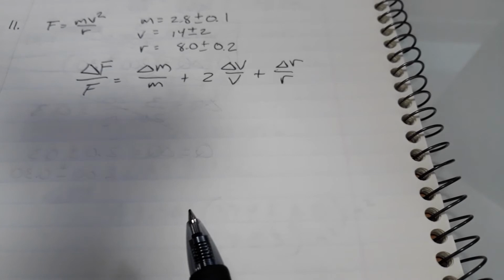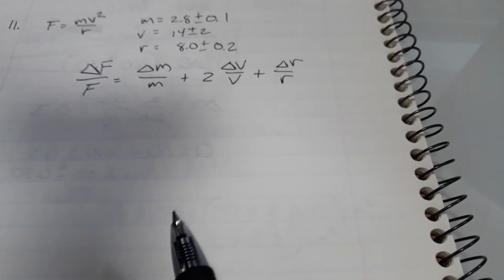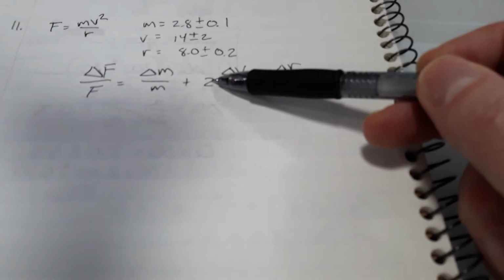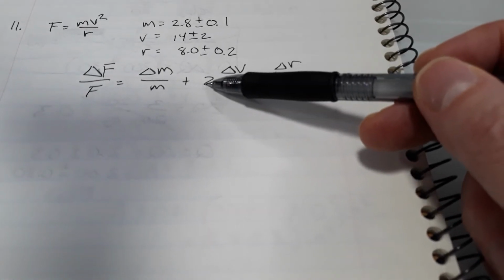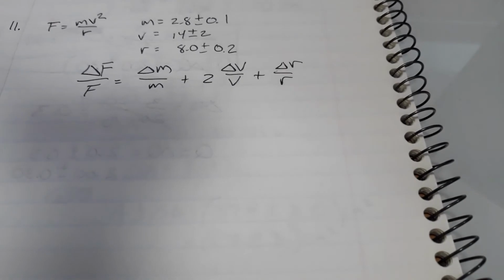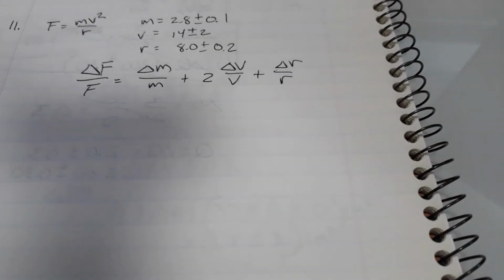What if it was the square root? What do you do if it's the square root? You put 1/2 in front of there. You put the exponent in front of there. That is what you do, period, even if it's a root. So 1/2, 1/3, 1/4, you put a 1/3, a 1/2, a 1/4 in front of that delta V over V, if that's the case.